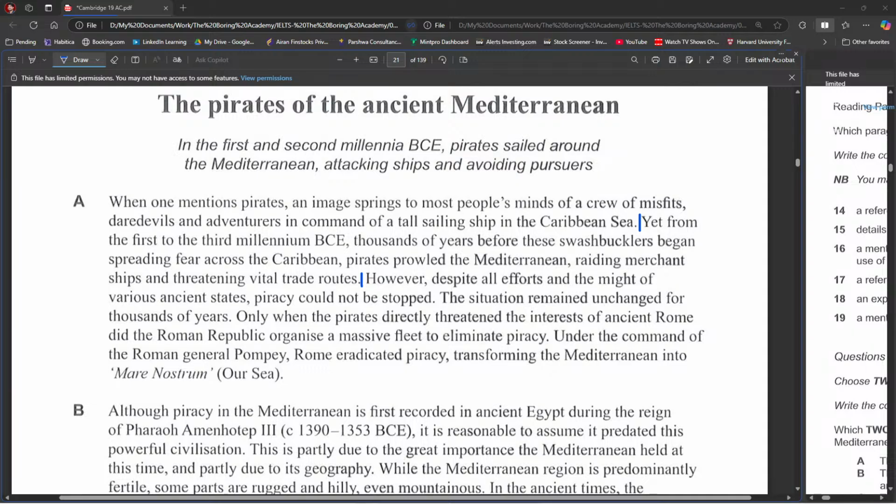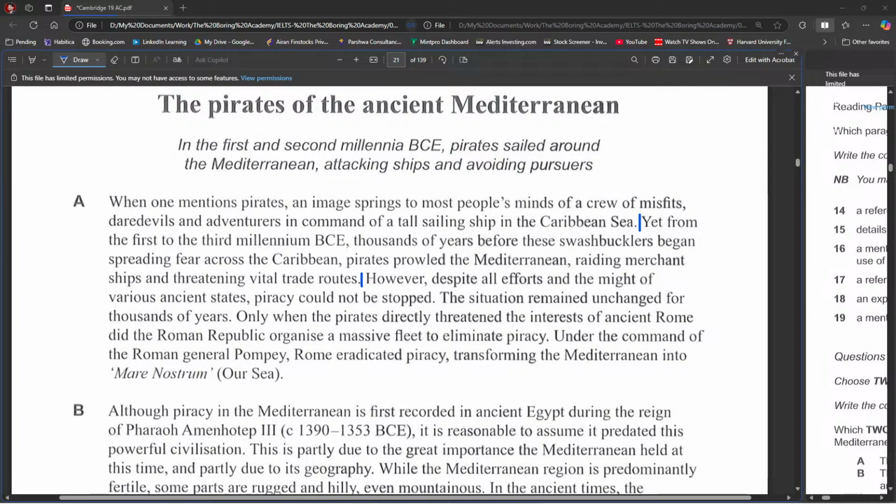The third sentence. However, despite all efforts and the might of various ancient states, pirates could not be stopped, and the situation remained unchanged for thousands of years.